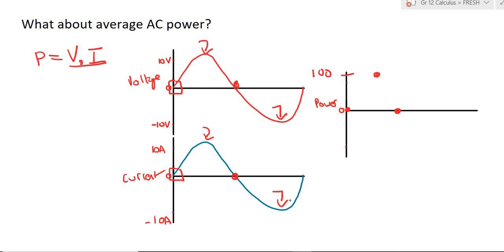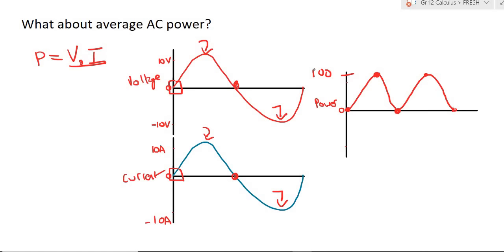If you multiply two negatives, you get a positive, and it's going to be positive 100. And so that's going to look like that. And then at the end it would be 0. And so luckily with power, we never get a negative. Power doesn't have any negatives. And so this becomes a little bit easier to find the average.